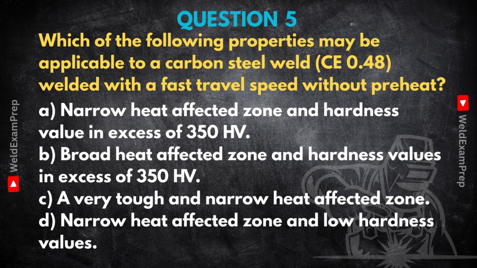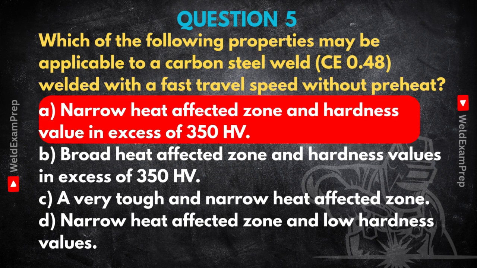Would you expect? A. A narrow heat affected zone and hardness value in excess of 350 HV. B. A broad heat affected zone and hardness values in excess of 350 HV. C. A very tough and narrow heat affected zone. Or D. A narrow heat affected zone and low hardness values. Okay, this one pulls together quite a bit. Given those conditions, CE of 0.48, fast travel, no preheat, the most likely outcome is A. A narrow HAZ and high hardness, likely over 350 Vickers.